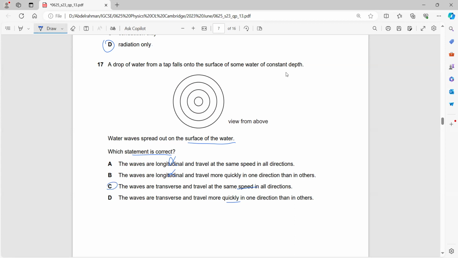But how did you know that it's the same speed? How can I make sure it's the same speed? By checking the distances between each wavefront and the next. They all have constant distances. Since the water is at a constant depth, the water waves will move at a constant speed.